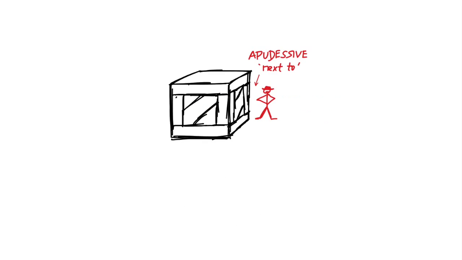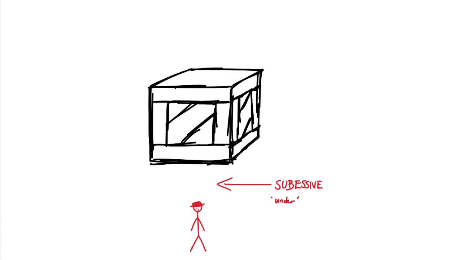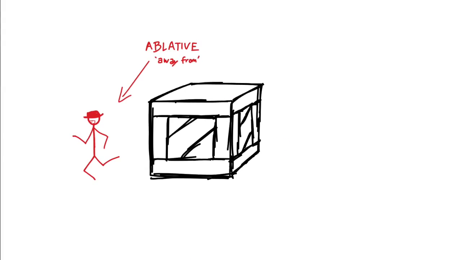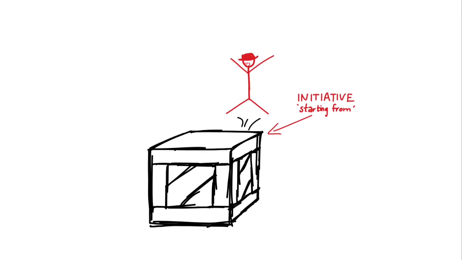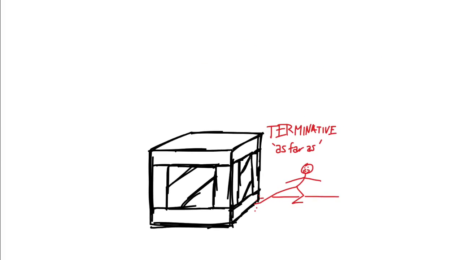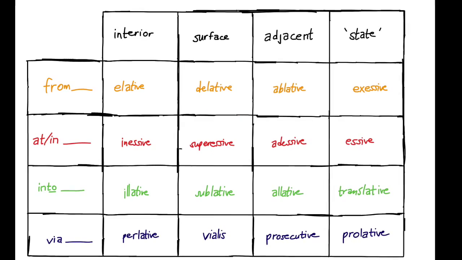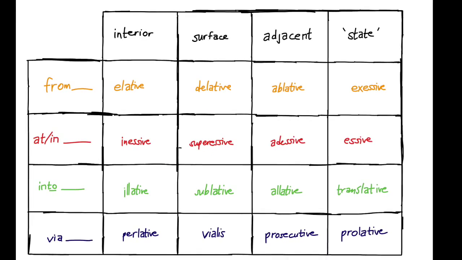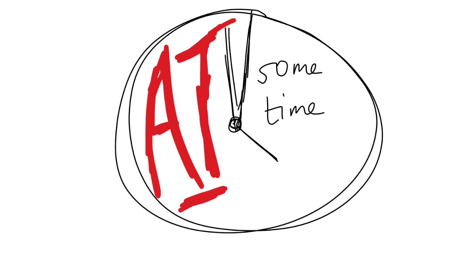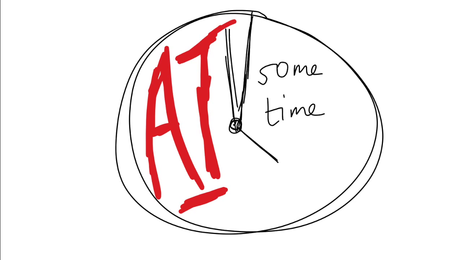There's the adessive, the apudessive, the inessive, the interative, the simple locative case, the pertingent case, the subessive case, the suppressive case, the ablative, the delative, the elative, the initiative, the allative, the illative, the lative, the sublative, the terminative, the perlative, the prolative, the prosecutive, the vialis, and here's an organized chart that classifies the 16 important ones, and there's also a temporal case, which isn't really locative, but it serves as a temporal location, so it fits here.